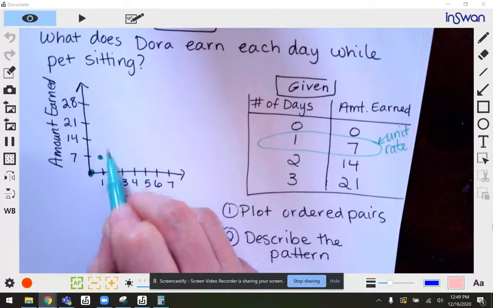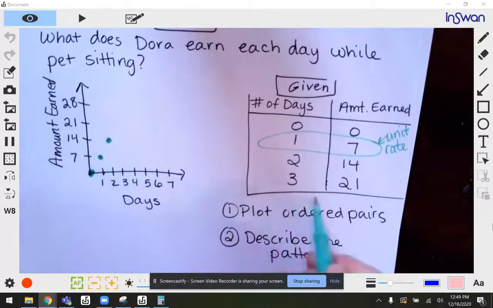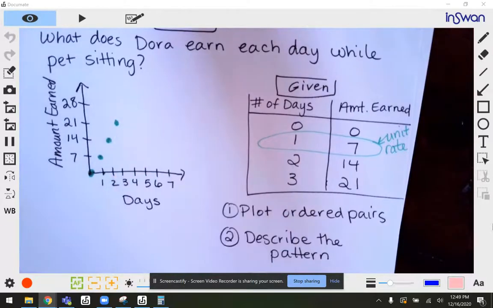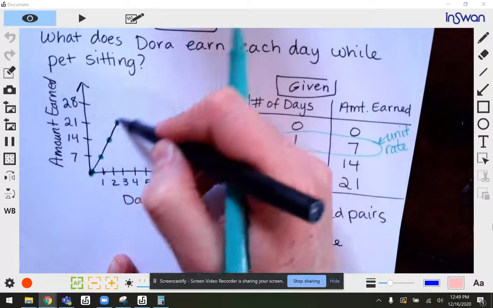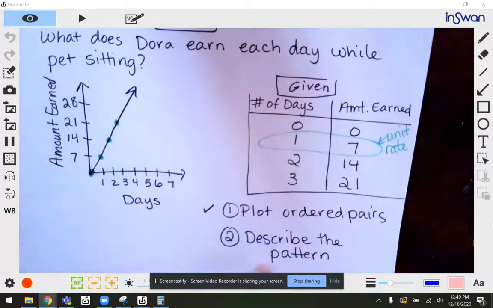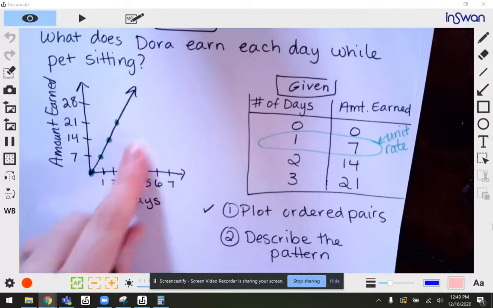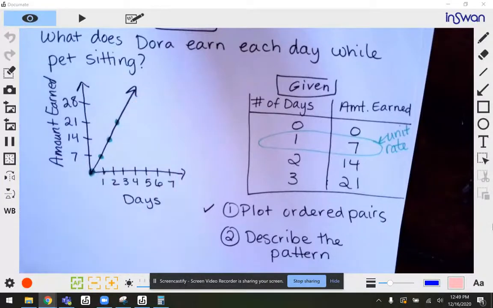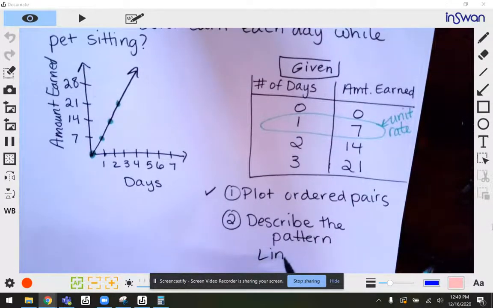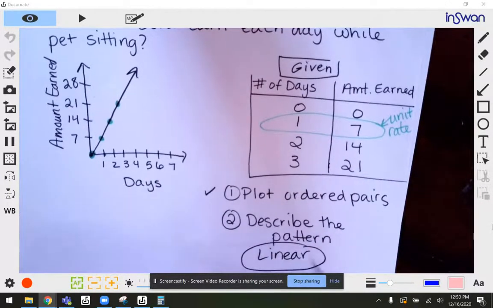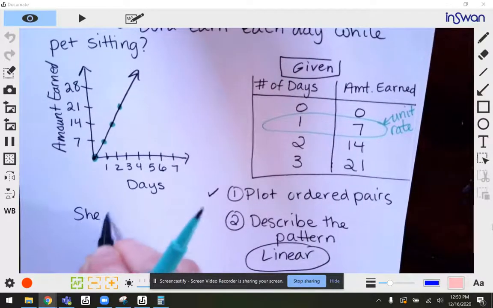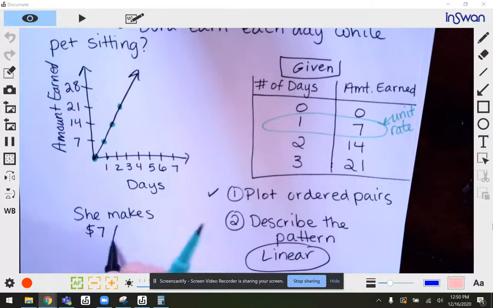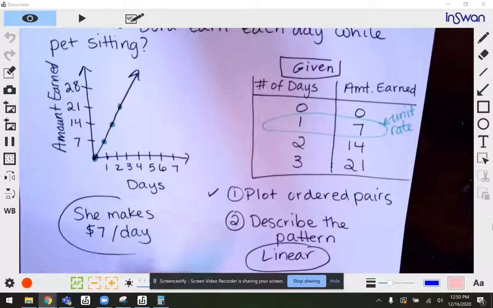2, 14, 2, 14 there, and 3, 21, 3, 21 there. So we've plotted our points. We did that part. Describe the pattern. And remember, how did we describe the pattern for the graph of a unit rate? It's linear. Okay, so the pattern is linear, and she makes $7 per day pet sitting.